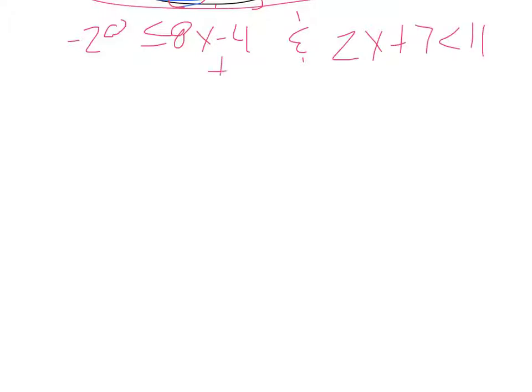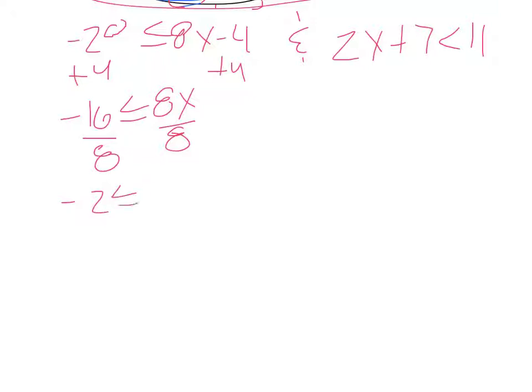Okay, moving on to the next one, we have a little solving and graphing again. So this one, we have negative 20 is less than or equal to 8x minus 4, and 2x plus 7 is less than or equal to 11. So here, add 4 to both sides. So we get negative 16 is less than or equal to 8x, divided by 8. We get negative 2 is less than or equal to x, which is the same thing as x is greater than or equal to negative 2.